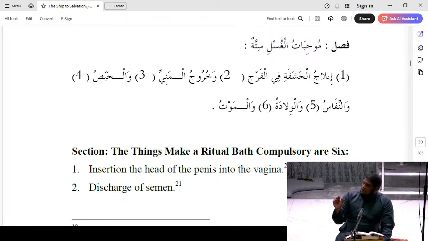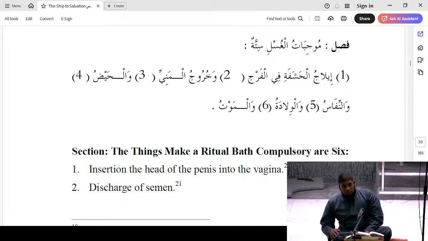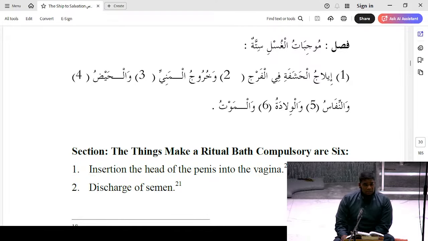Ilajul hashafati fil farji: to put the hashafa, the male's private part, into the female's private part. Just by mere meeting, by putting it in, ghusl becomes compulsory. Are you with me? It's very dangerous for me to be explicit when it comes to this lesson. But khair, inshallah. Just by the passing of the tip of the male's private part into the female's private part, ghusl becomes compulsory. Not by mere ejaculation. It's a wrong concept. People think that only when I ejaculate, then ghusl becomes compulsory.